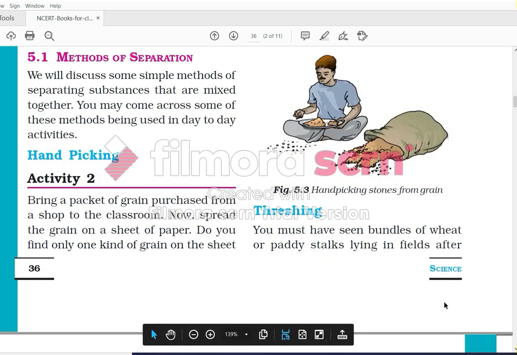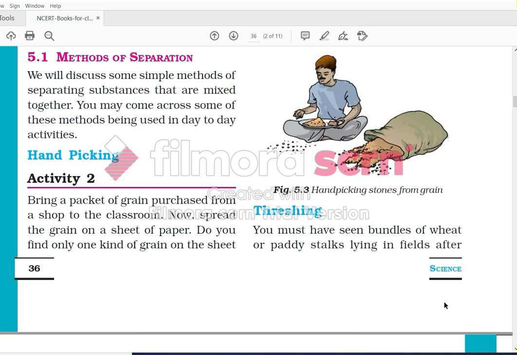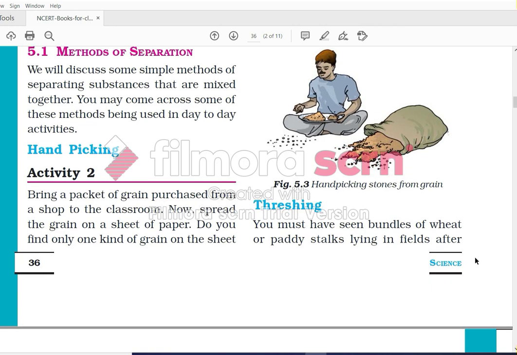Now till now we have read about different separations, but what are the methods of separation? We will discuss some simple methods to separate substances that are mixed together. You may come across some of these methods being used in day-to-day activities. Now, the first here is mentioned, that is hand picking.